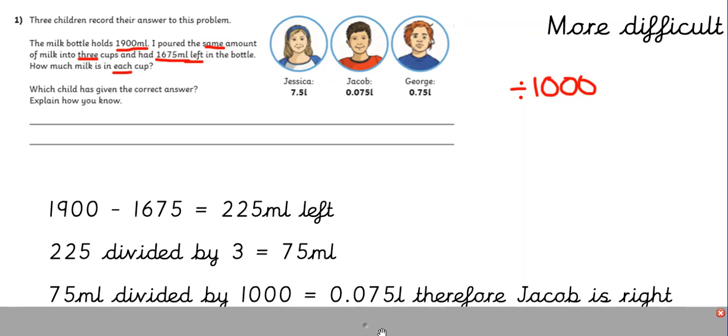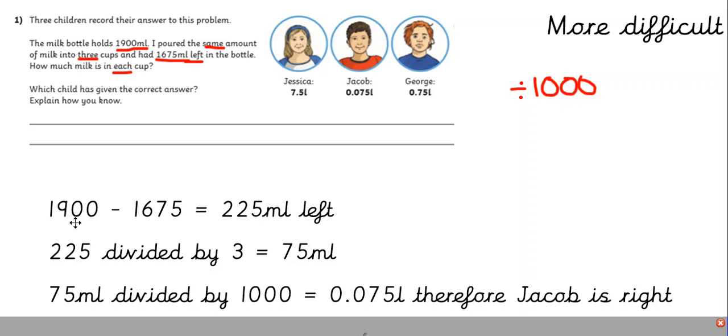Okay, so the first thing that I would do is I would do 1,900 minus 1,675 because I want to see how much milk we've used altogether. So I know now that we've used 225 milliliters of milk. So then, because I know that it's the same amount of milk that's being poured into each of the 3 cups, I'm going to do 225 divided by 3, which gives me 75 milliliters.